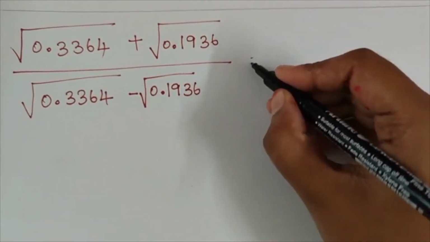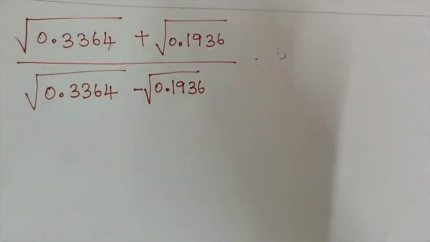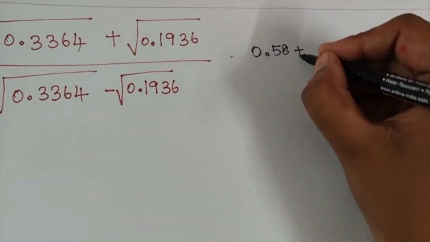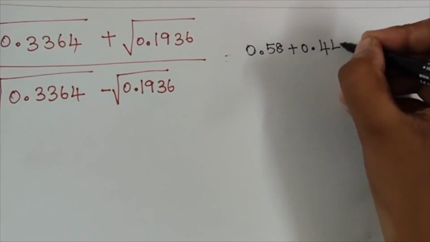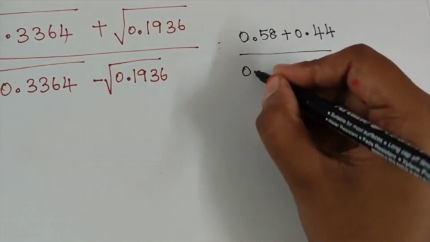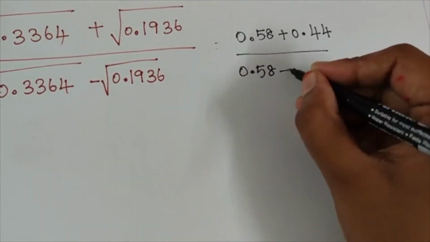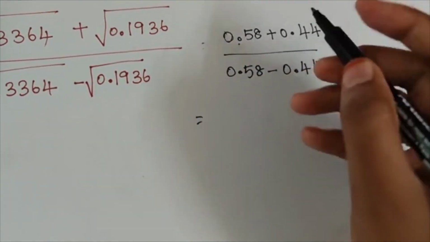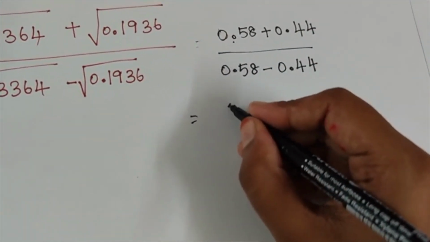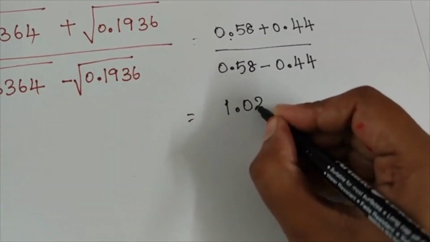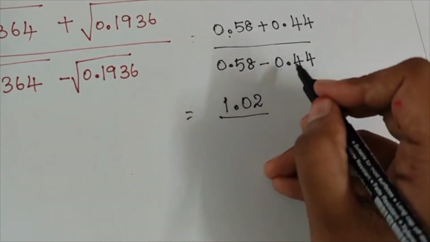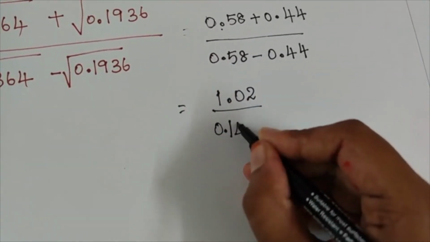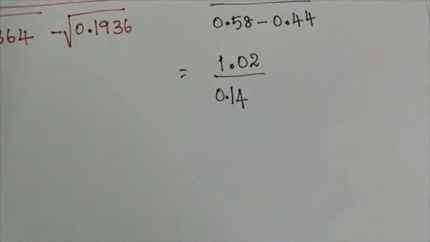Substituting the known values, we get 0.58 plus 0.44 divided by 0.58 minus 0.44. So adding 0.58 and 0.44, we get 1.02. Subtracting 0.44 from 0.58, we get 0.14. In the numerator and denominator, we have decimal numbers.